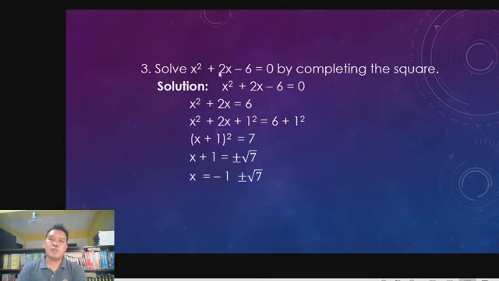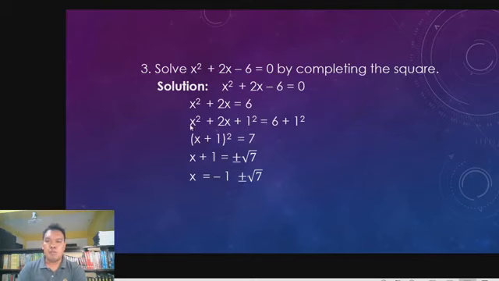Then, solve x squared plus 2x minus 6 is equal to 0 by completing the square. We have x squared plus 2x minus 6 is equal to 0. x squared plus 2x is equal to 6. To complete the square, we have b over 2. So, lalabas 2 over 2, we have 1 squared. Then, same din dito. So, we have x squared plus bx plus b over 2 squared, so we have 2 over 2 squared, we have 1 squared, is equal to 6 plus b over 2 squared ulit.